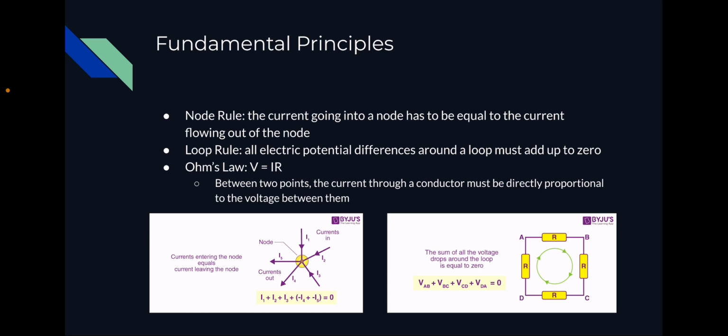So the fundamental principles in this lab are the node rule, which states that the current going into a node has to be equal to the current flowing out of the node, and the loop rule, all electric potential differences around a loop must add up to 0, and Ohm's law, where V equals IR, so between 2 points, the current through a conductor must be directly proportional to the voltage between them.